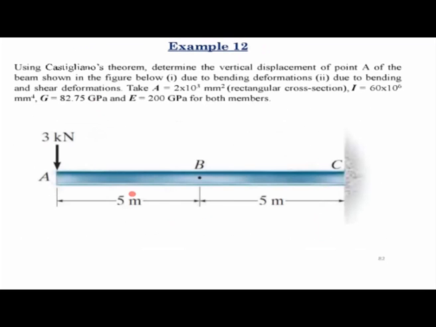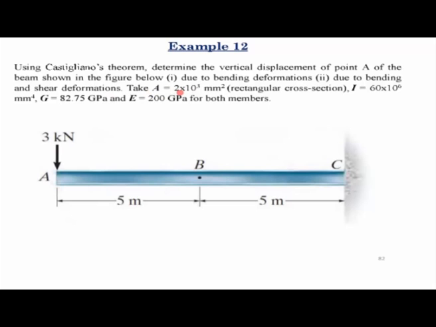So what we have is again that cantilever beam with a load of 3 kilonewtons at this point. Now we'll use Castigliano's theorem to calculate the vertical deflection or displacement of point A of the beam due to bending deformation, and in the second step we'll consider bending as well as shear deformations.